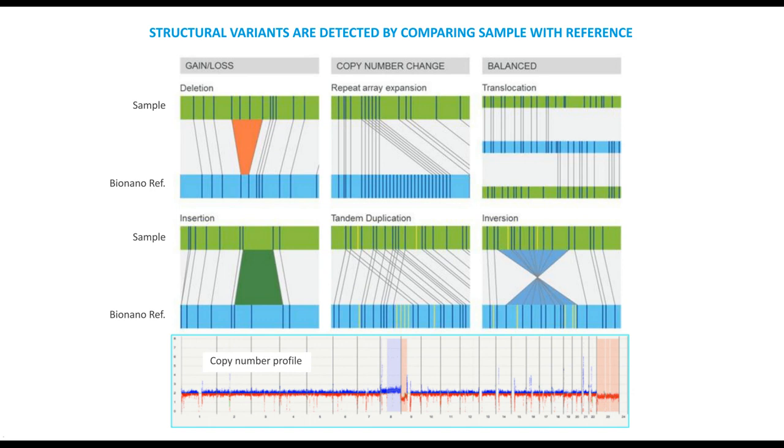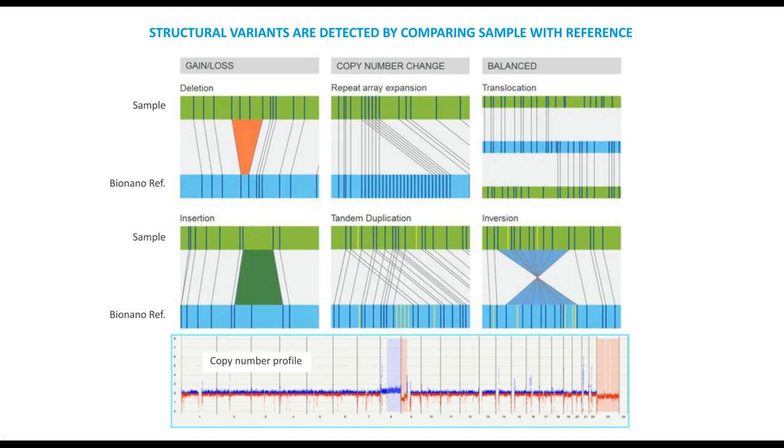And then in the middle, you see how optical genome mapping can be used to characterize repetitive sequences, which is very difficult to do by other molecular technologies. And so you see examples on this slide of using optical genome mapping to characterize repeat array expansions or tandem duplications.